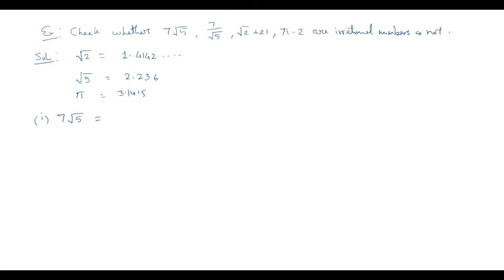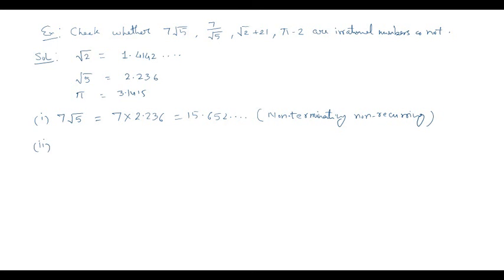Now let's take the first value, that is 7 times square root of 5. Here we have one rational number and another irrational number. The product of a rational and an irrational number will always be an irrational number. So let's check. 7 into the value of square root of 5, 2.236, will be like 15.65 and so on. So this value is non-terminating and non-recurring. So this is an irrational number.